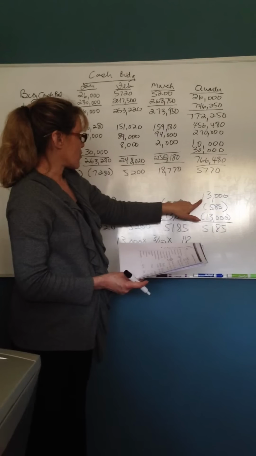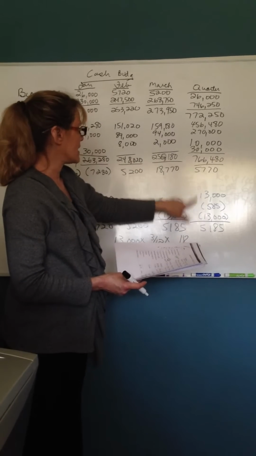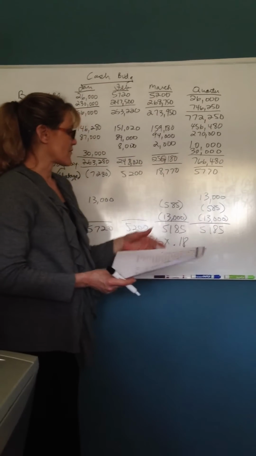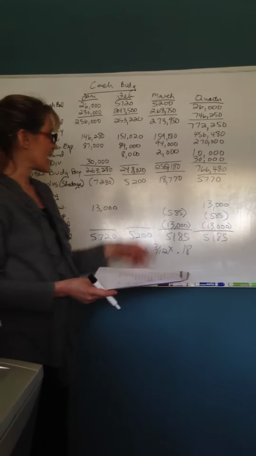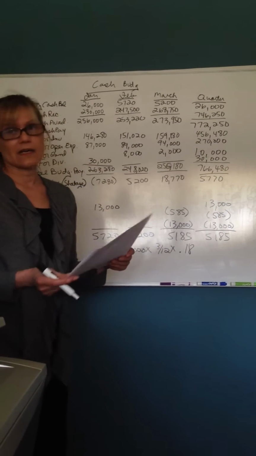We take our borrowing that we borrowed back in January, $13,000, and our payments we made in March for $585 and $13,000. That gives us our $5,185 ending balance, which coincides with March. So let's move on to the income statement.